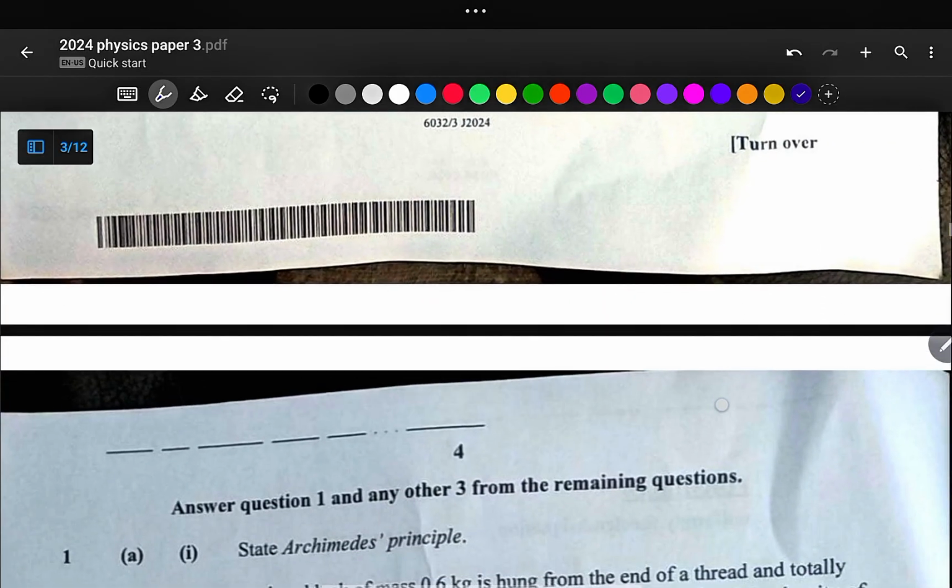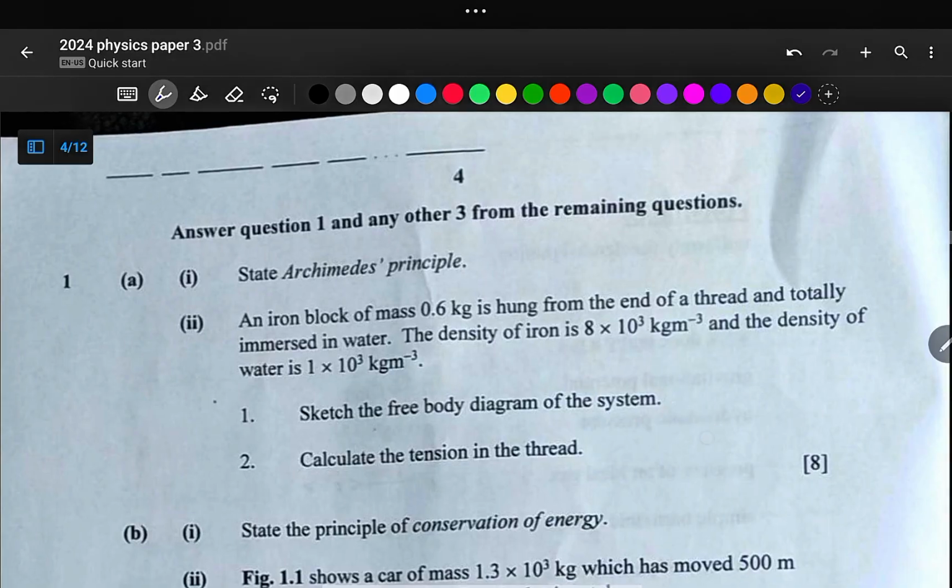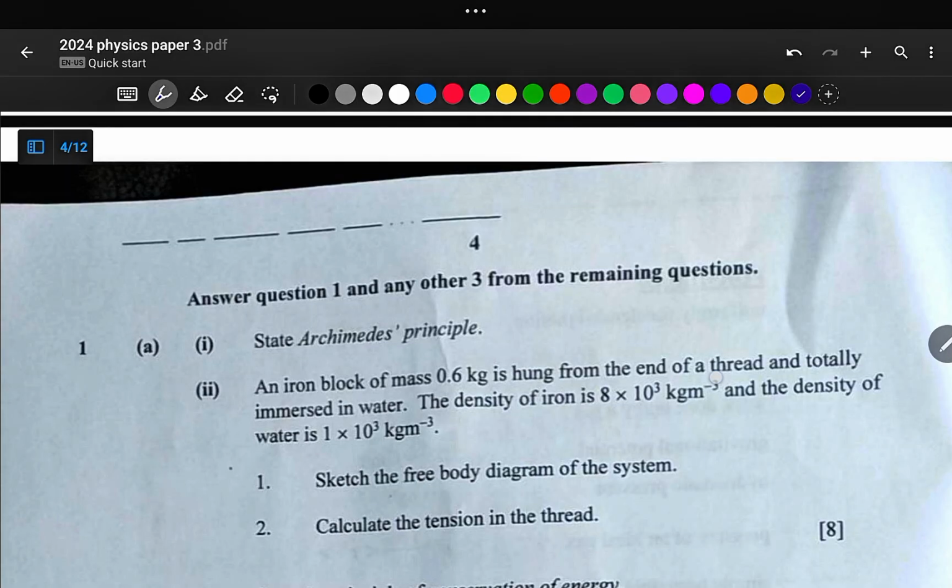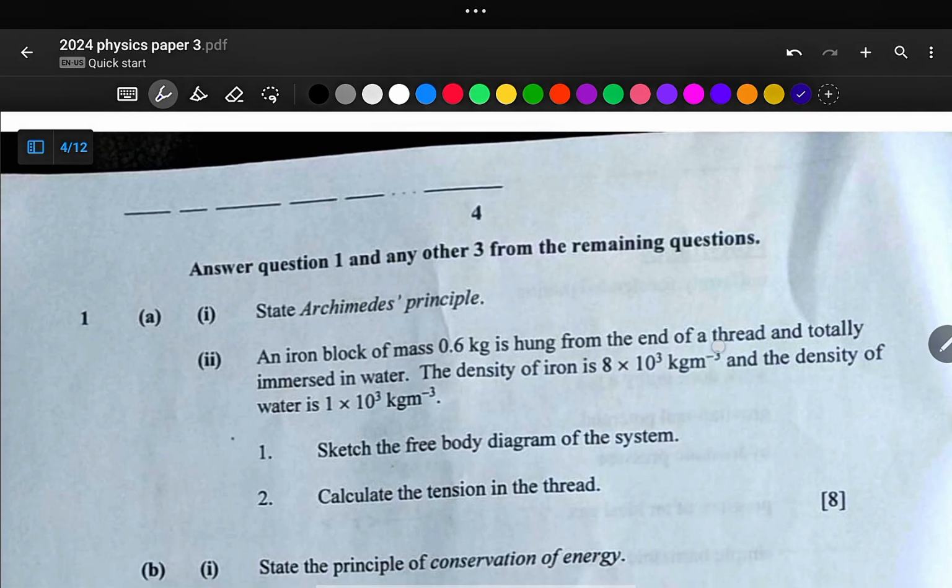Okay, so let us dive into our first question, number 1. It is compulsory, but if you're not doing ZIMSEC, it doesn't matter for you to understand these instructions. So let us dive into our question paper. Number 1 is saying, state Archimedes' principle. Archimedes' principle states that for a fully immersed body or a partially immersed body, the upthrust is equal to the weight of the volume of the liquid displaced.